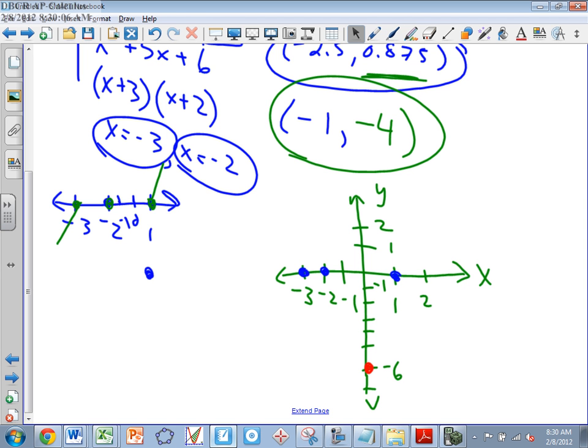Notice, are there any repeating roots here? No, there are none. There's nothing repeating. So we don't have to worry about tangents, and we don't have to worry about inflection points. Is everybody clear? Right. Okay. No tangents, no inflection points.